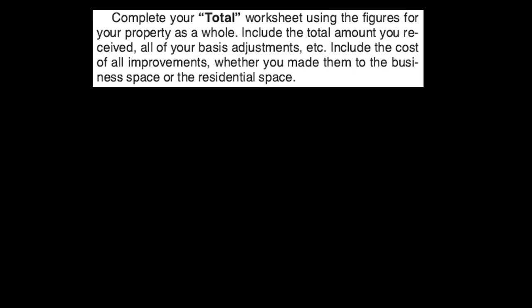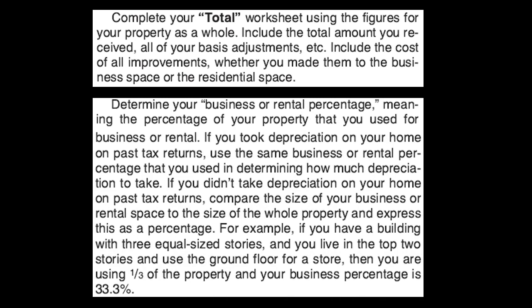Back to the text. Complete your total worksheet using the figures for the property as a whole. So we're going to have the whole entire property as if it was one. And then back to the text, include the total amount you received, all of your basis adjustments, etc. Include cost of all improvements, whether you made them to the business space or the residential. So obviously we're thinking of it in the total column first, calculating as if it was all together. And then of course we're going to be breaking them out between the 2 segments, the business versus the non-business or personal.